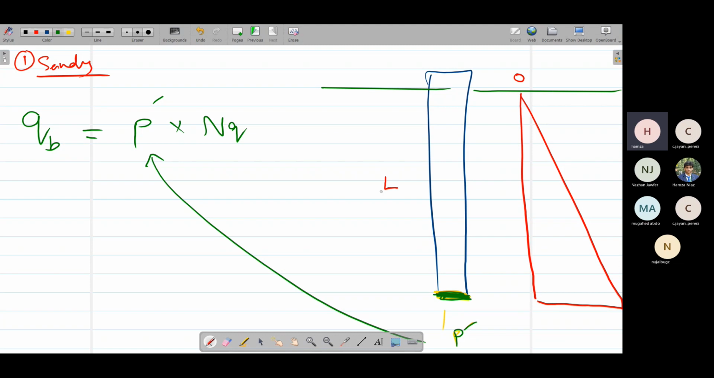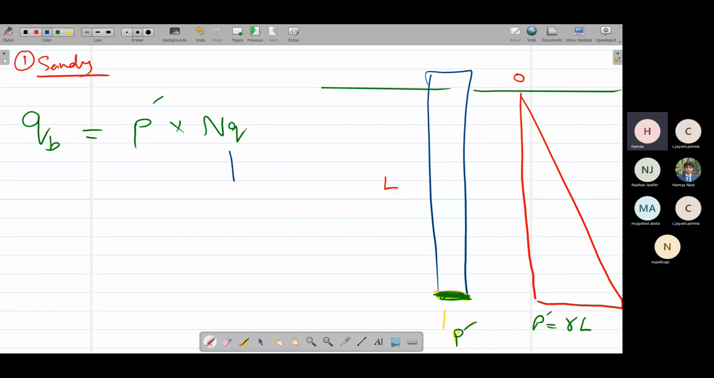If the length of the pile is L, this pressure P dash at the bottom would be gamma times L. Simply, gamma is the unit weight of soil times the length of the pile. So that would be the P dash, the pressure at the tip of the pile.